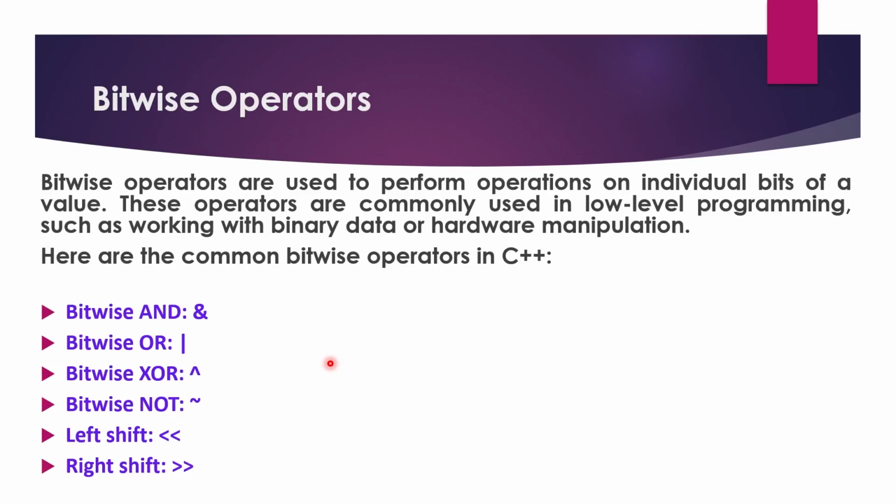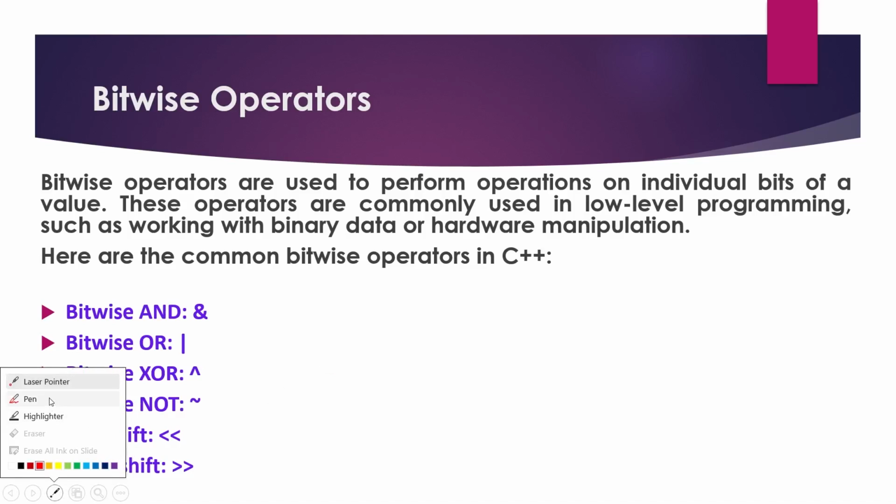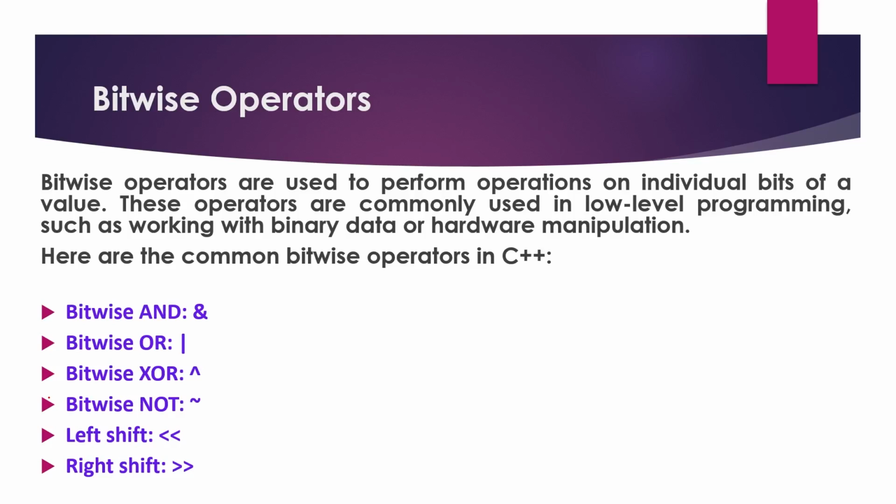First, let me take a pen and write it down for you. This is a simple idea I'm trying to give you here. Suppose I have a number, say n equal to 20. This first has to be converted into bits or into a binary number. I hope you know how to convert a number to binary. This is a simple decimal number, and you have to convert it to binary.